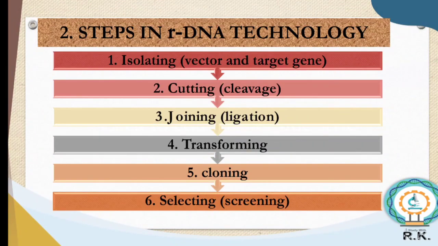First step is isolating. So isolate the DNA sequence gene of interest using gene therapy. Then second is cutting. So cut both DNA with some restriction enzyme. Then third one is joining or ligation. So mix DNA. They join by base pairing and add DNA ligase to bond covalently. Then fourth one is transforming. So put plasmid into bacterium by transformation. And fifth one is cloning, and sixth one is selecting. Here identify cells containing recombinant plasmid by screening method.